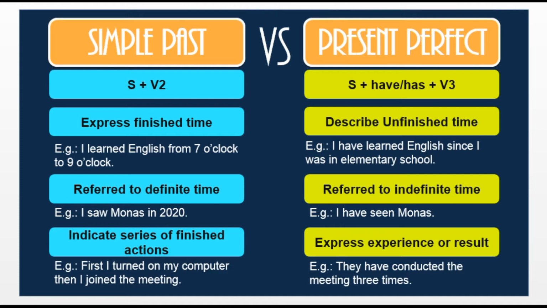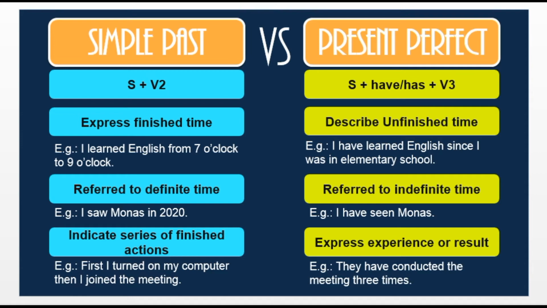Simple past tense refers to definite time. For example, I saw Monas in 2020. 2020 shows us a time in the past, and it shows us the definite time when I saw Monas. That's why I use the simple past form here. It differs from I have seen Monas. It refers to indefinite time. There is no time signal here. So I use I have seen Monas.